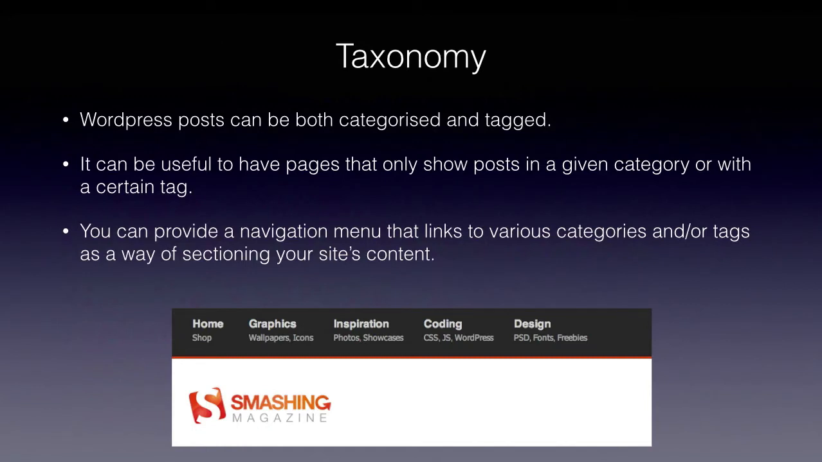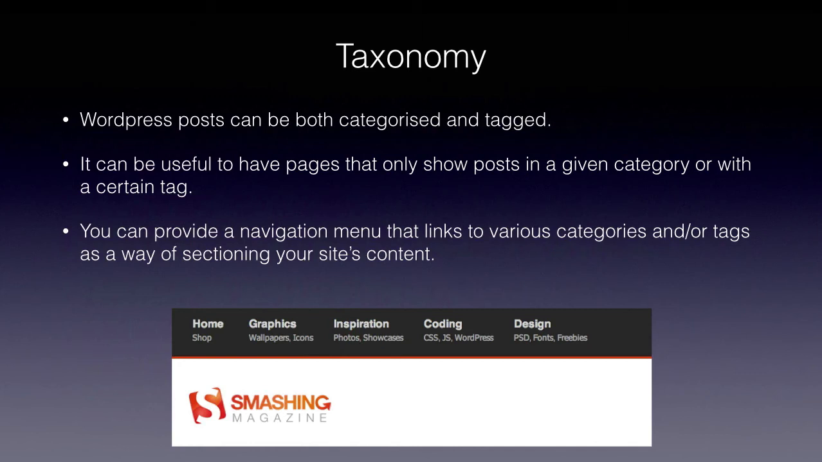Now, in terms of taxonomy, taxonomy just means a way of categorizing things. In WordPress, we've got two ways of categorizing things, using categories and using tags. They're similar, but tags essentially operate across categories. Categories are much more hierarchical. You have a category and a subcategory, whereas you might have posts in different categories that have the same tag. So one sort of works vertically and another one sort of works horizontally. So it can be useful to have pages that only show posts in a given category or with a certain tag. And you can provide a navigation menu that links to various categories and/or tags as a way of sectioning your site's content.